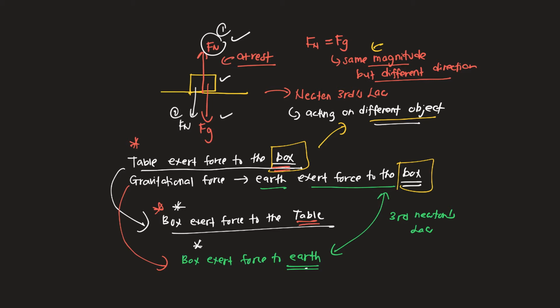Please make sure that you don't get confused, and make sure that you fully understand how to apply Newton's law. This situation doesn't apply Newton's third law. Accidentally you have the same magnitude, different direction, at rest, but it doesn't satisfy the second rule, which is acting on different objects. Understand? That's why please go back to the rules of Newton's law and try to apply them to the concept of the questions.